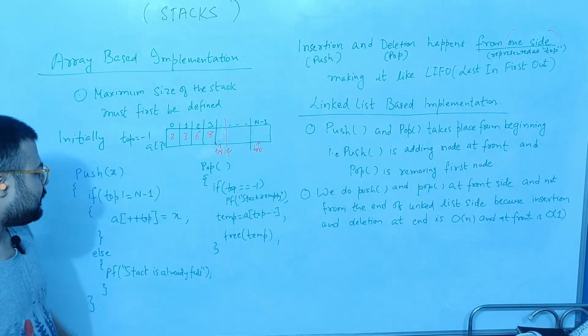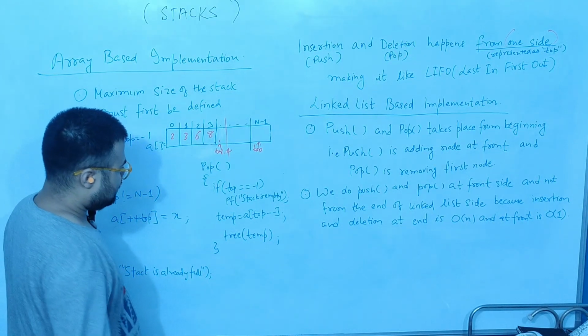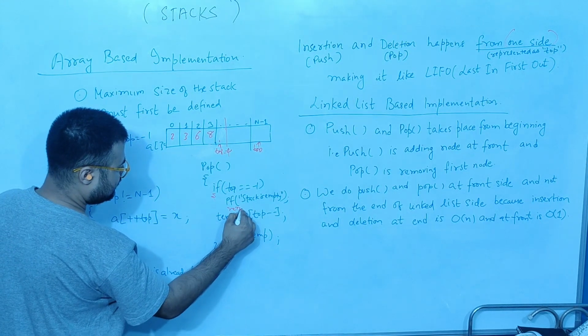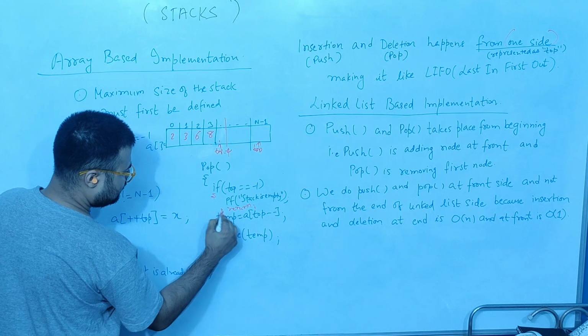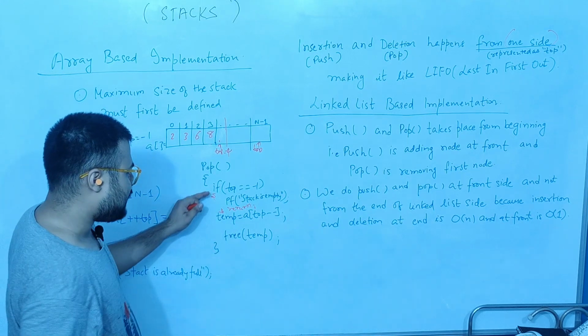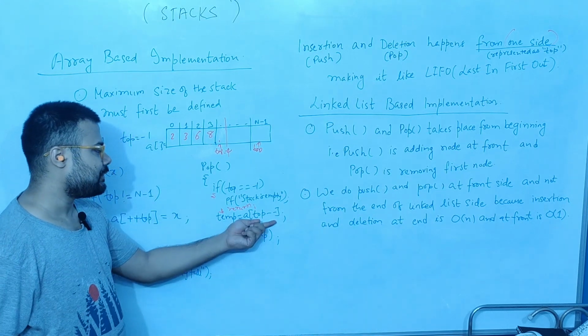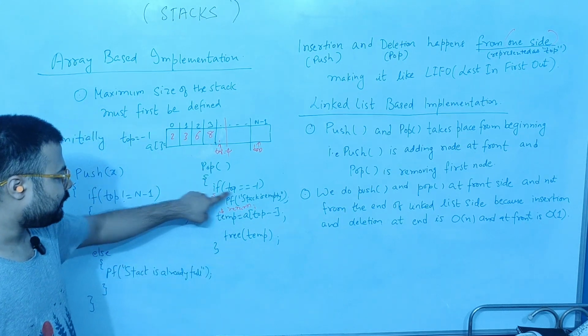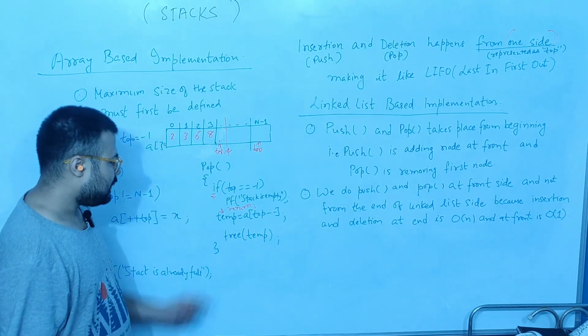And then you return it. It means I cannot perform this if it was empty, so I have to return from it. If top is equal to minus 1, then you return.